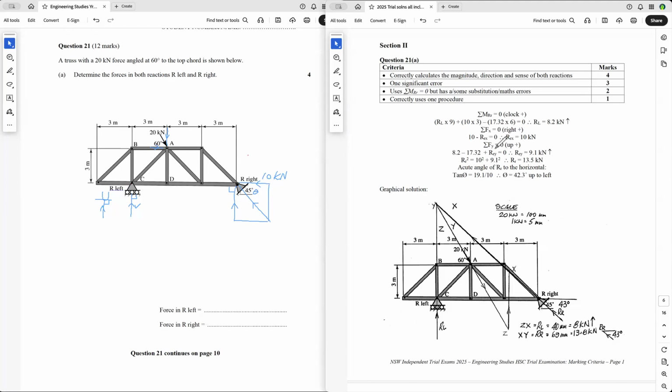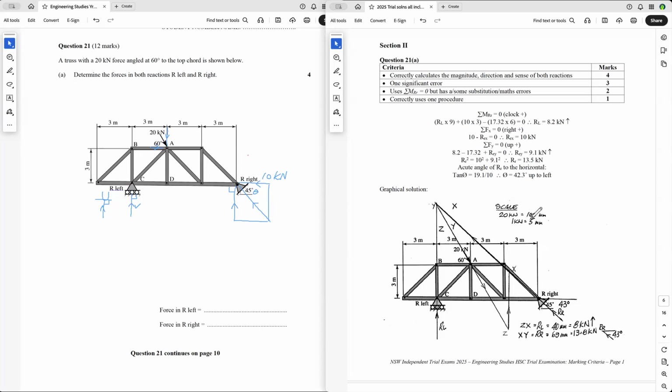We say sum of the vertical forces equals 0. So we've got 8.2, which is this force here, minus 17.2, which is that force there, plus RRY, which is this force here, equals 0. So we've got 9.1. Use Pythagoras, and you'll get the resultant of those two forces at 13.5 kilonewtons. And then you work out the angle using tan, and you can get the angle of the horizontal.